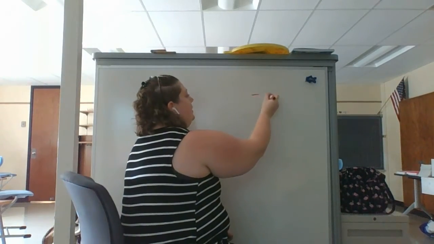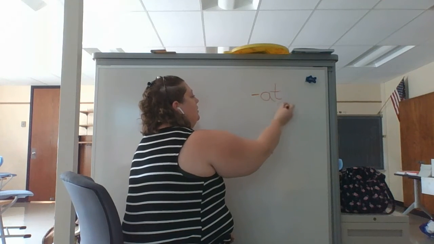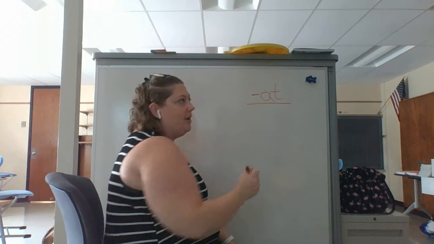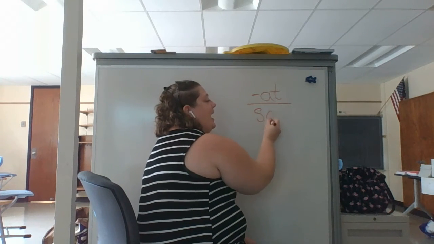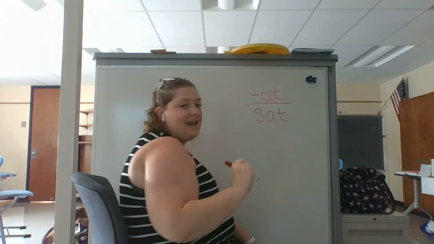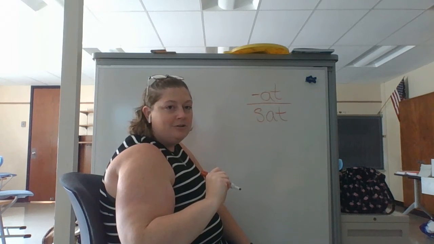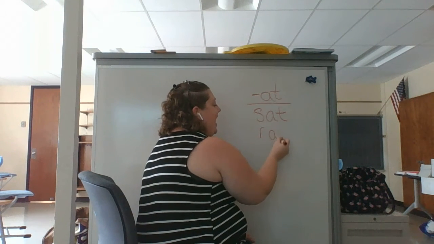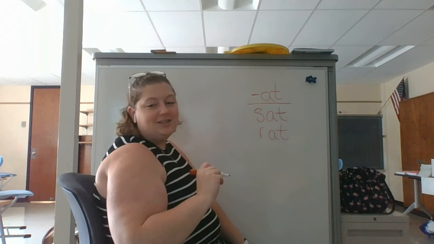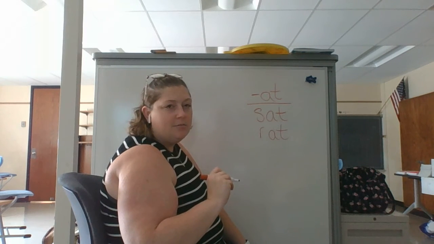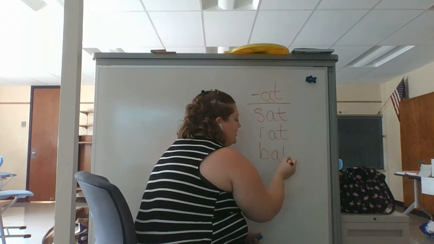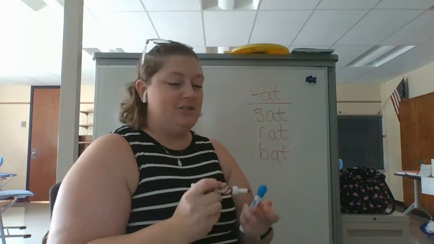We're going to write these words. So we had the at word family. What was that first word again? Sat. Let's sound it out. Sat. What's our second word? Rat. Rat. And our last word was bat. Very good. Excellent job, my friends.